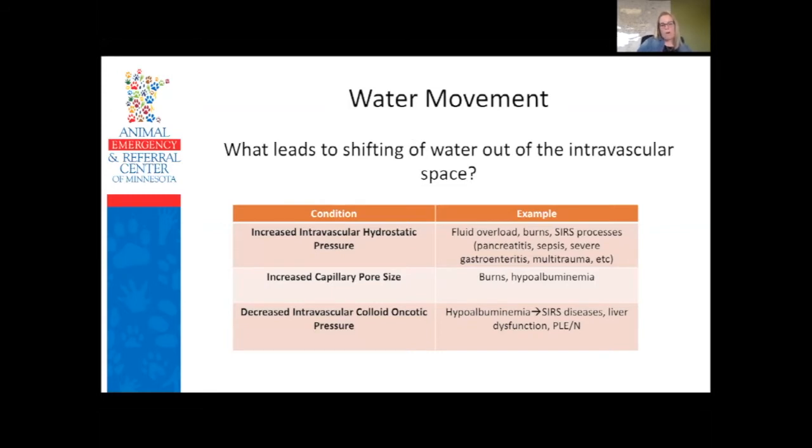So when we think about things that lead to that shifting of water out of the intravascular space, there's several conditions that will contribute to that. The first is increased intravascular hydrostatic pressure. So we've got increased pressure in those vessels, and that's driving water out. Increased capillary pore size, or those leaky vessel membranes, and then decreased intravascular colloid oncotic pressure will also lead to fluid shifts out of that intravascular space.